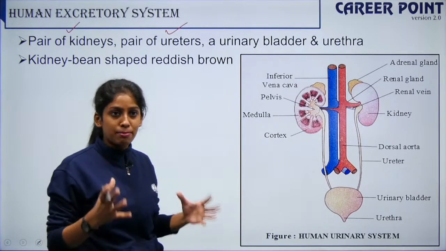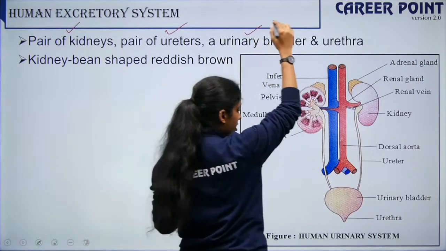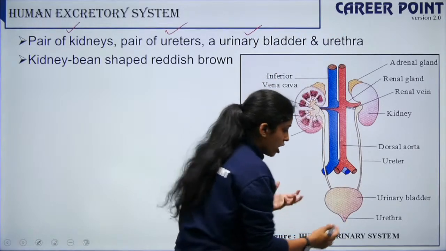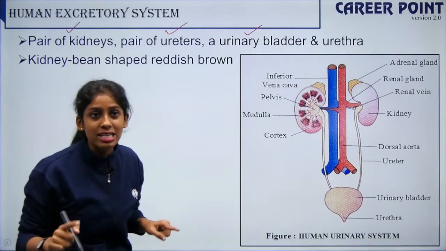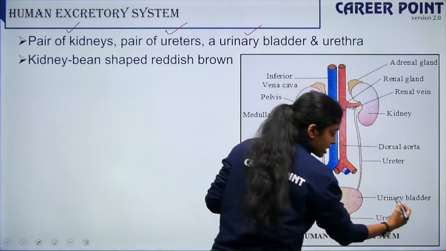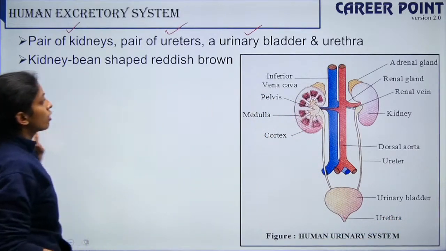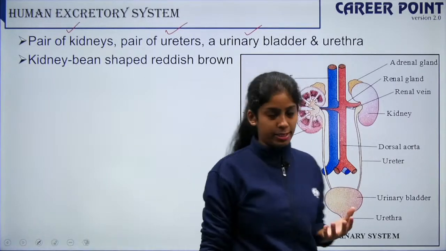It is a bag-like, sac-like structure. So we have a urinary bladder. And finally, it is the urethra which opens from the urinary bladder. Again, the urethra is single. Only kidneys are paired and the ureters are paired. The urethra comes after the urinary bladder. Fine? Okay. So these four things make up the human excretory system or the human urinary system.